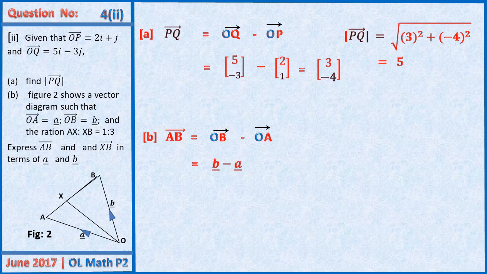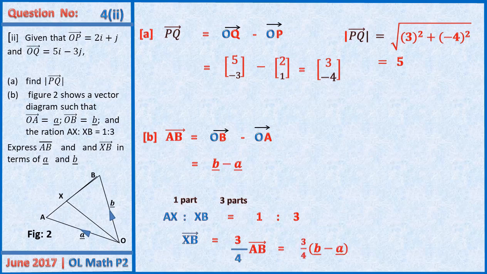Let's now look for XB. The question states that AX to XB is 1:3. It means that if AX is 1, then XB is 3, so the ratio is 1:3. AX is just one part and XB is 3 parts. So XB should be 3 parts of the total length. Total length of what? Of AB. XB is equal to 3 out of the 4 parts of AB, and we know AB to be b minus a. So this gives us three over four times (b minus a).